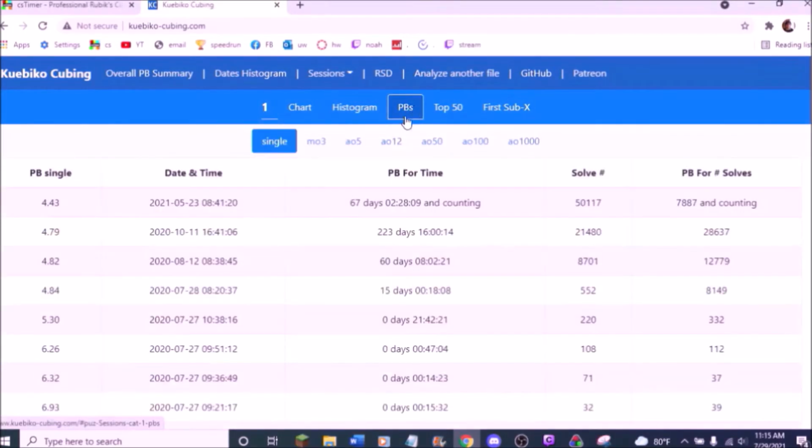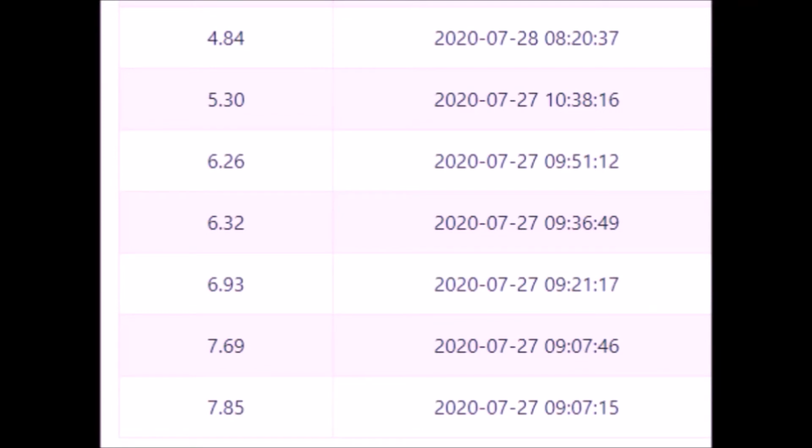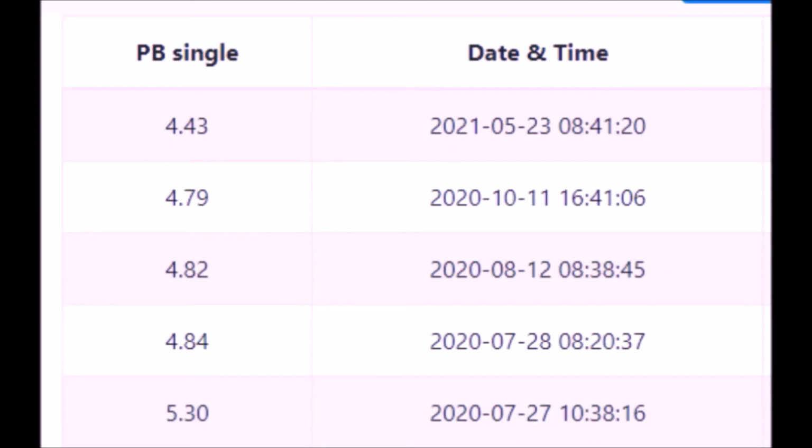This section shows the progression of your personal best times and averages for that particular session. The pattern here is that the first 2 days of the session you'll break your PBs a million times just because it's a new session. Then after that it will become less frequent. On the first day I got a 5.30, and on the second day I got a 4.84. Then 1 month later I got a 4.82, and then 2 months after that I got a 4.79.